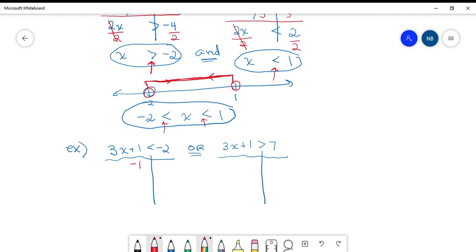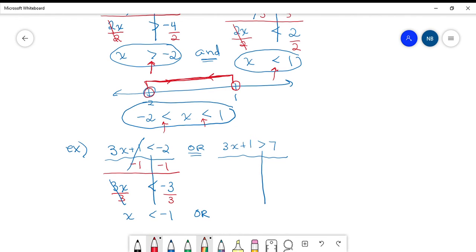I'm going to subtract 1 from both sides because 1 minus 1 is 0, less than negative 2 minus 1 is negative 3. And then now I need to divide by 3 on both sides. Notice I'm dividing by a positive, so I don't do any flipping. X is less than negative 1. That's part of my answer.